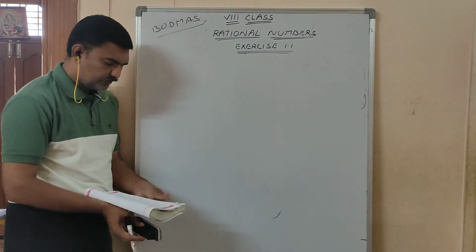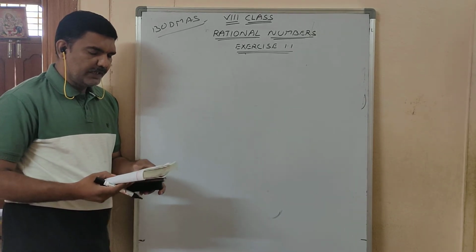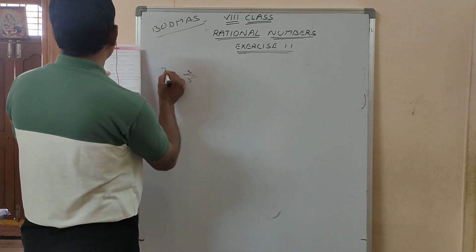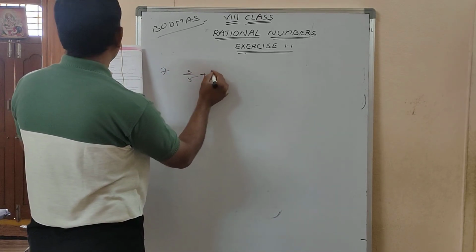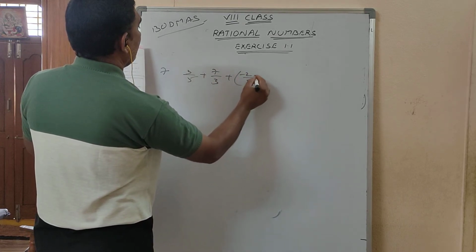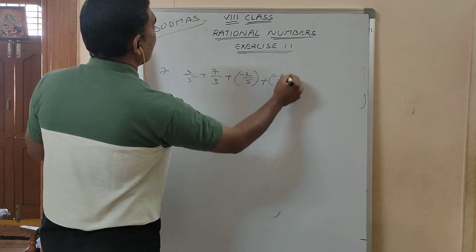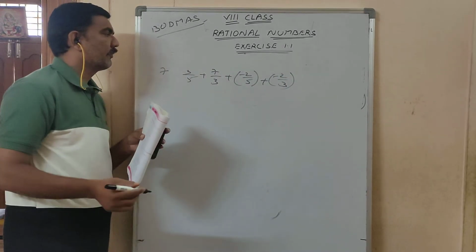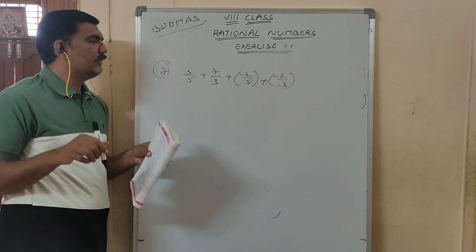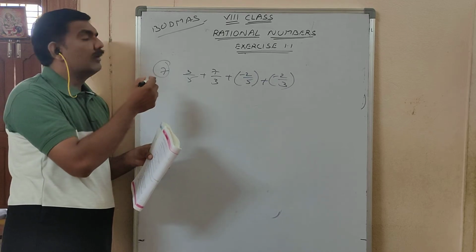Now, 7th question, evaluate: 3 by 5 plus 7 by 3 minus 2 by 5 minus 2 by 3. Evaluate, he asked. What is the meaning of evaluate? Evaluate means you have to find the value. You have to find the value.